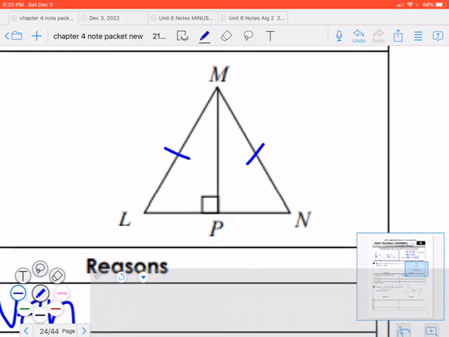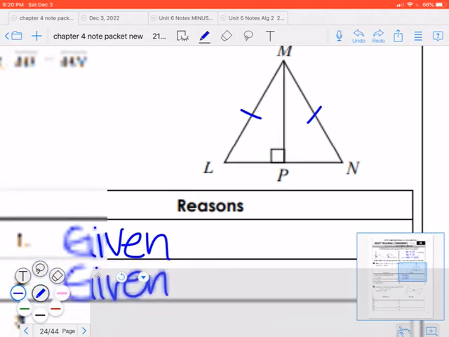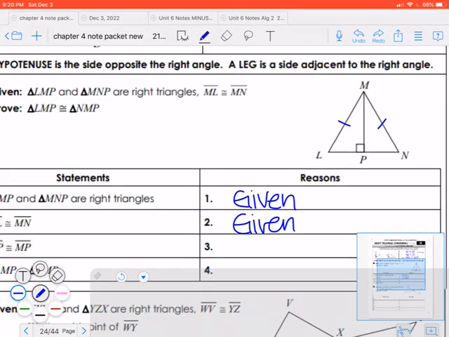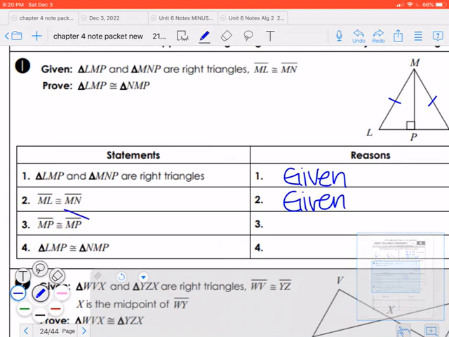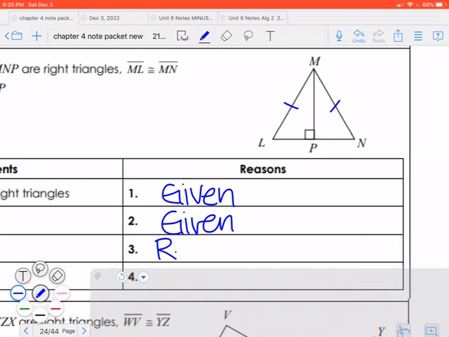I'm also noticing in this diagram, the two triangles are sharing a side. Remember that if we're going to use that as one of the sides for our proof, we've got to say that side equals itself. And the reason for that always is the reflexive property.